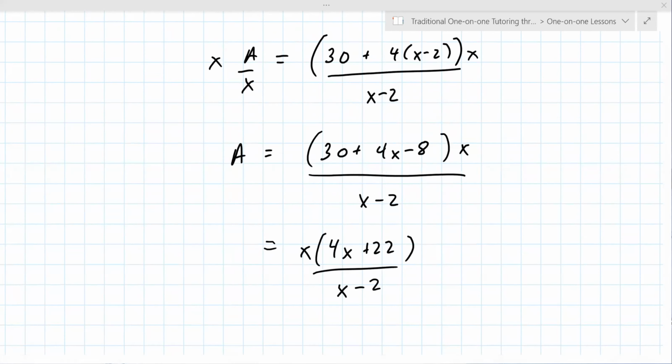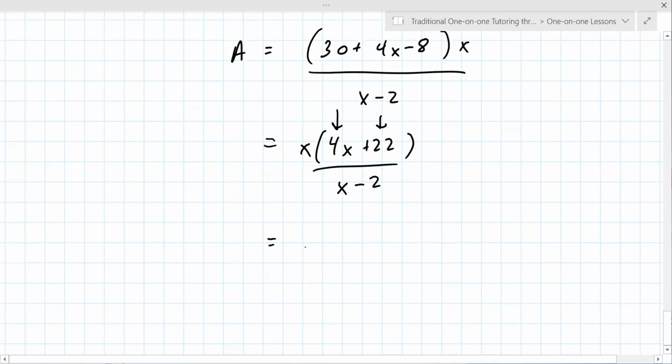And I believe that's what they're looking for. They have a 2x because you can factor a 2 out of both of these. So that's how they get that. So it's 2 times 2x plus 11 over x minus 2. And then this right here becomes 2x.